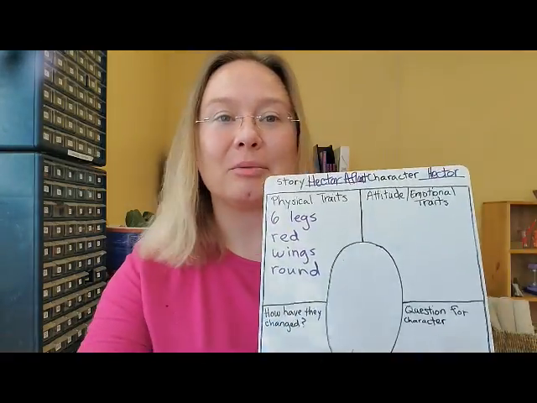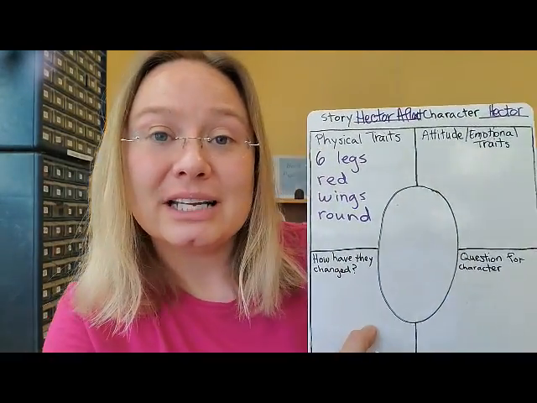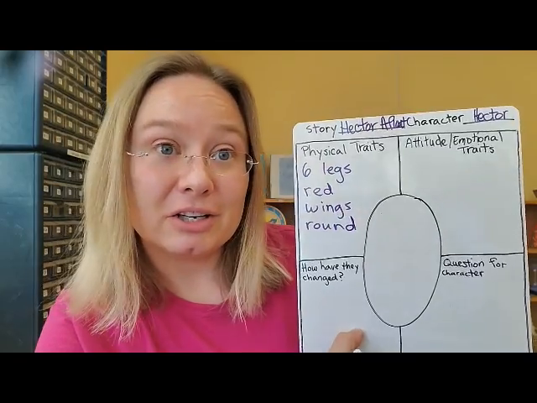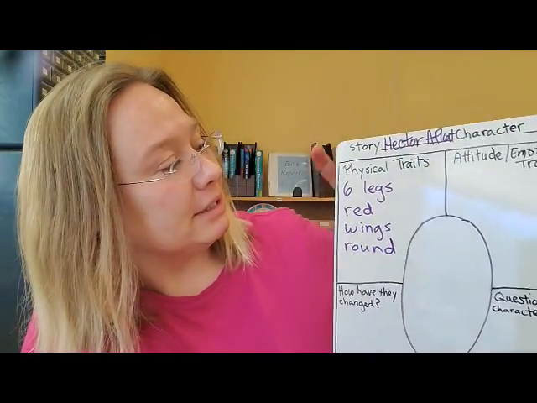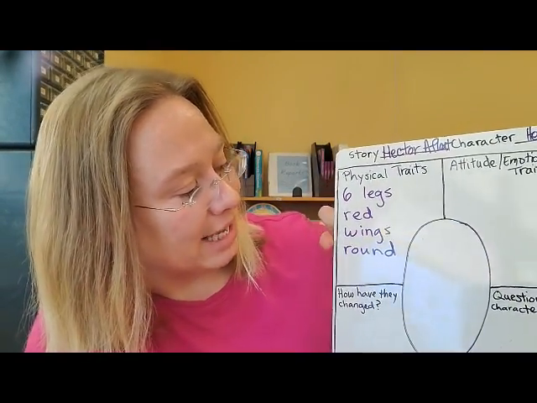Well, I'm choosing Hector. So Hector has 6 legs. He's red. He has wings. He's kind of round. So that's all I'm going to add. You can add as many details as you want to help people recognize your character from the description. So physical traits: 6 legs, red, wings, round.